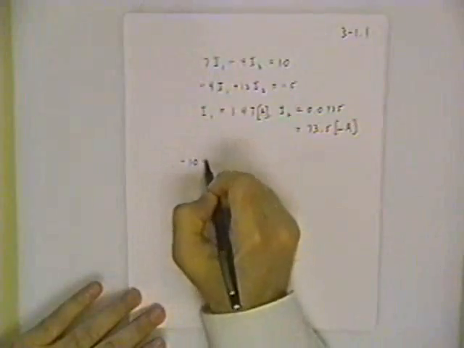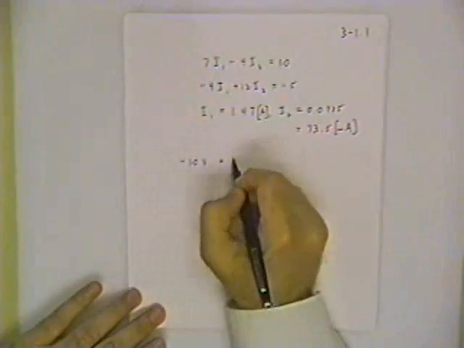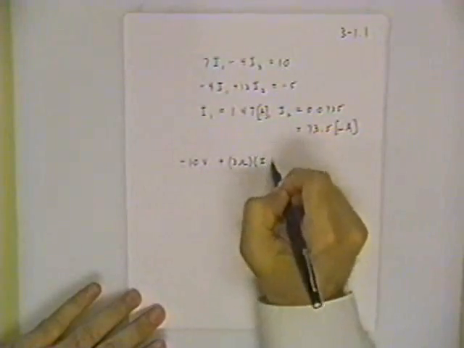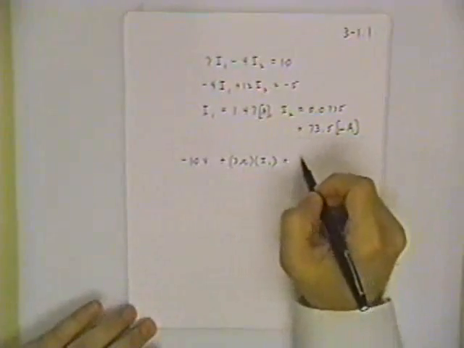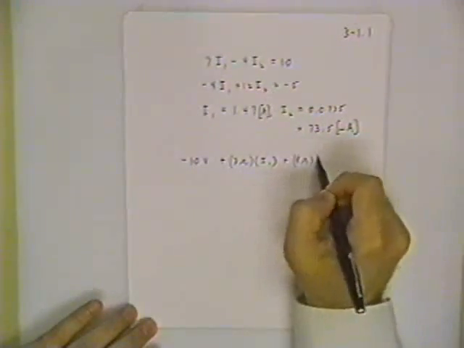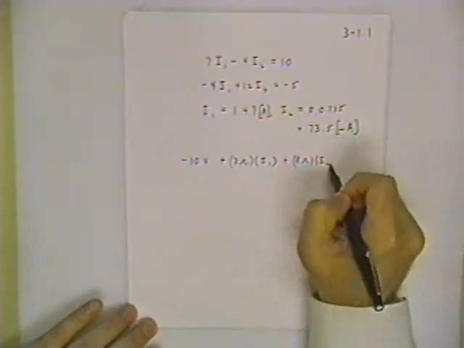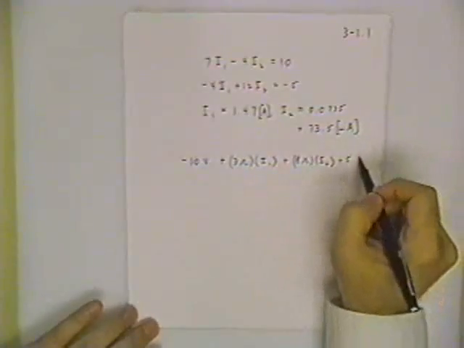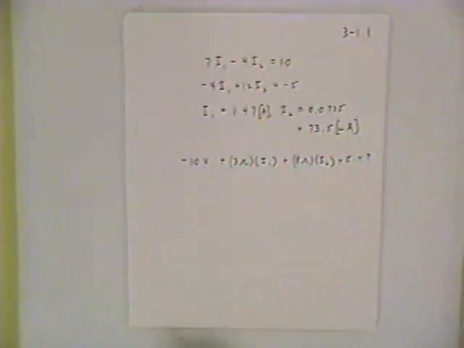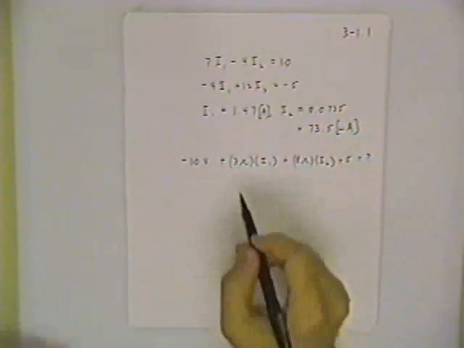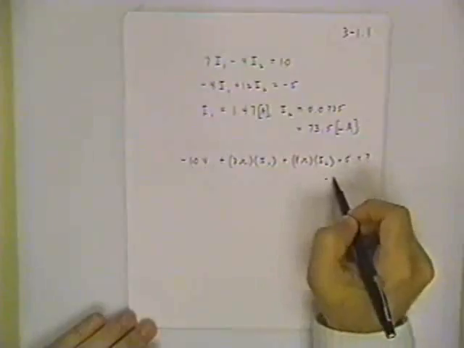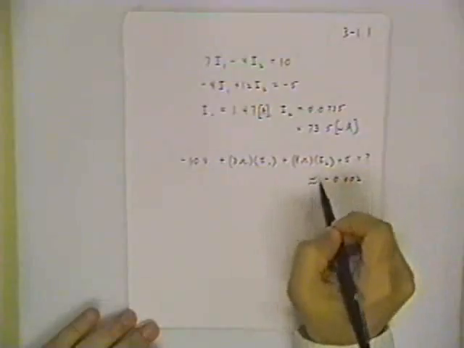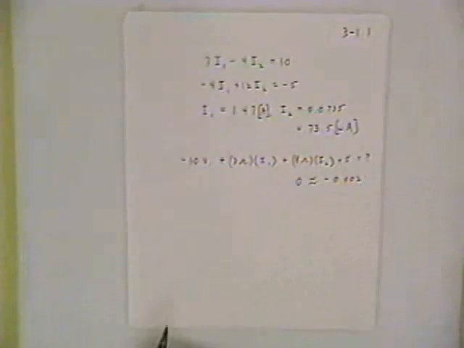If you have the 10-volt source, and then you have the 3-ohm resistor, the only current going through that 3-ohm resistor is the current I1. And then we have the 8-ohm resistor, and the only current going through that is I2. Then we have a 5-volt source, and the question is, what does that total out to be? When I ran that calculation, what I got was negative 0.002. Now, if you recall, that's supposed to be equal to 0, and that's pretty close.